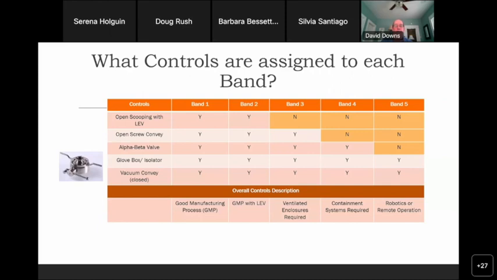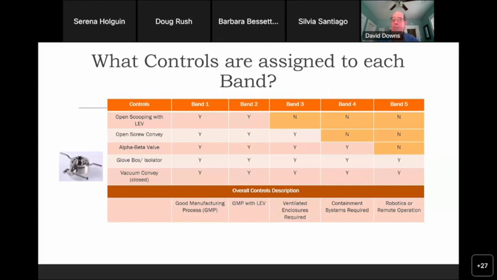For band 1 in general, you're talking about using good manufacturing processes, well-designed manufacturing processes for handling the materials, for transferring the materials. Band 2, you'd want to have good manufacturing processes, so you'd also want to have local exhaust ventilation applied as well. For band 3 materials now, you're starting to talk about enclosing materials, enclosing types of approaches. So ventilated enclosures, for example, like our typical laboratory fume hood would be a good example in that case.